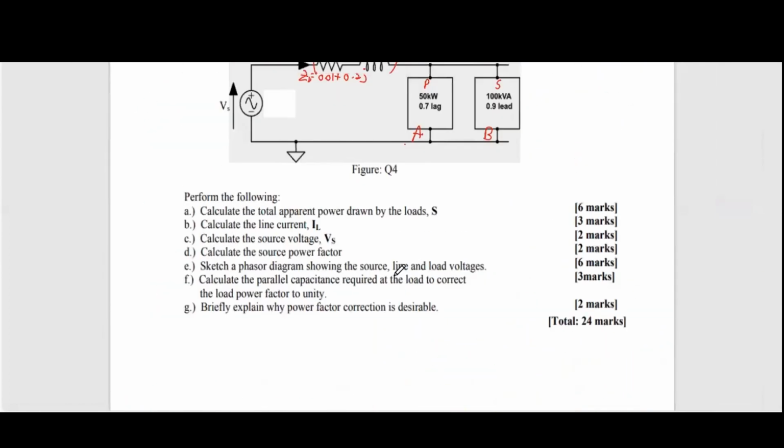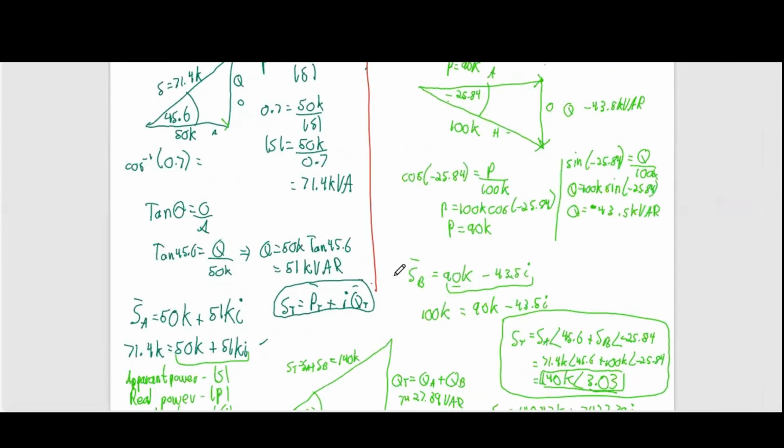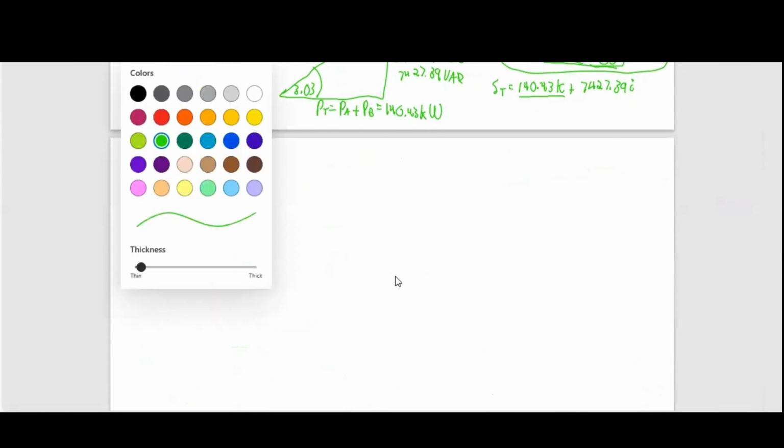So now we just calculate the line current. We know the line current uses the same equations as what we did before. ST is equal to I conjugate times V. That's the equation. So we want I conjugate, which will be equal to ST divided by V load.